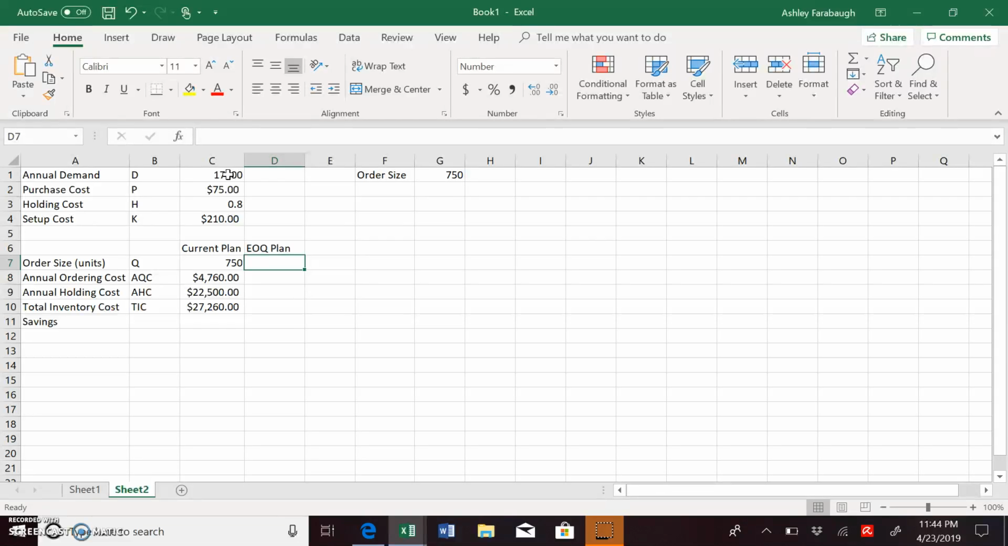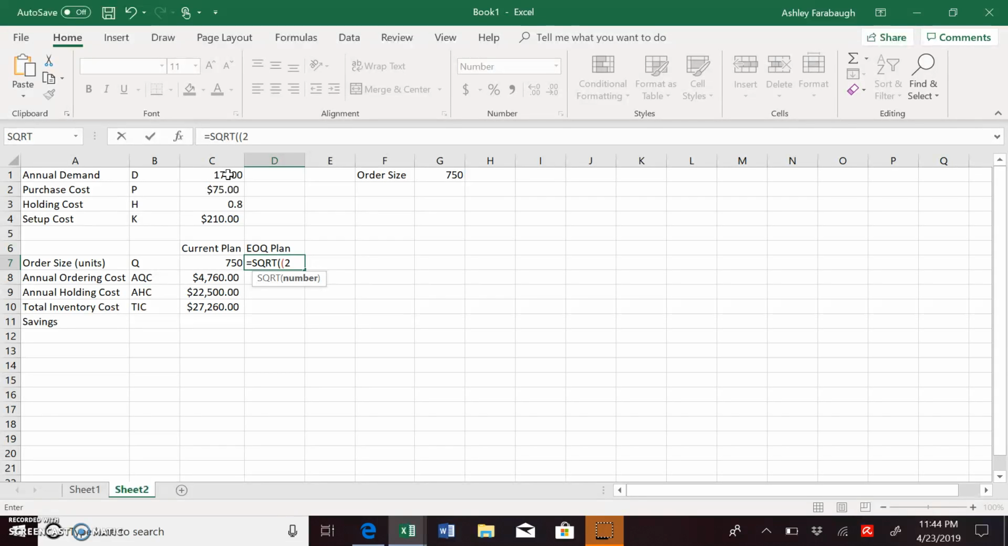To figure out our order size for this plan, we're going to put our equal sign in, get our square root. We're going to have two sets of parentheses here. And this is a very important step. We need parentheses. The other steps we really didn't need them, but for this we really do need them. It's very important. If you don't have them, it will give you a wrong answer in Excel.